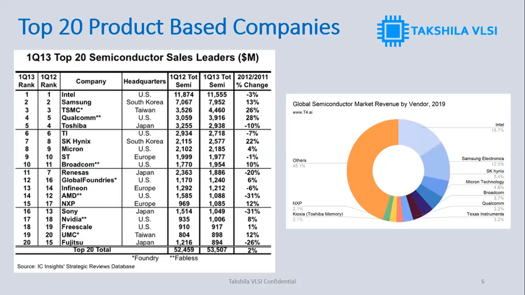Top 20 product-based companies. This is a list of the top 20 product-based companies: Intel, Samsung, TSMC, Qualcomm, Toshiba, Texas Instruments, Hynix, Micron, ST, Broadcom. You can see their rankings, headquarters, and total number of chips manufactured per year. As you are seeing in this pie chart, the production of semiconductor chips is increasing day by day in the world market. As production increases, the demand also increases, correct?